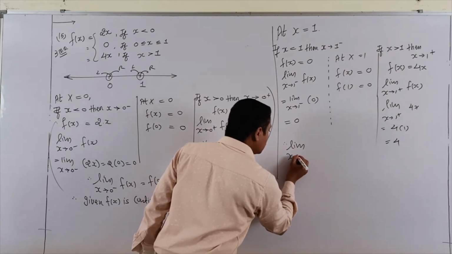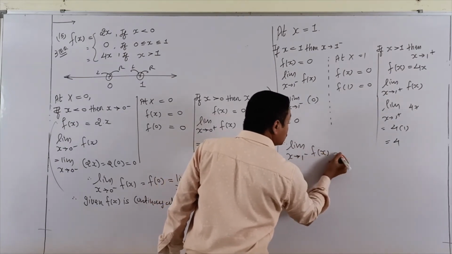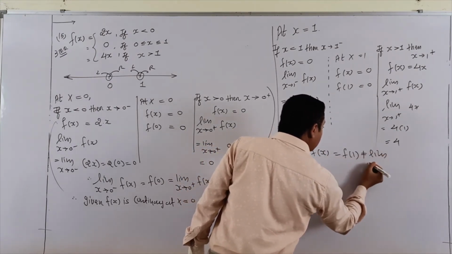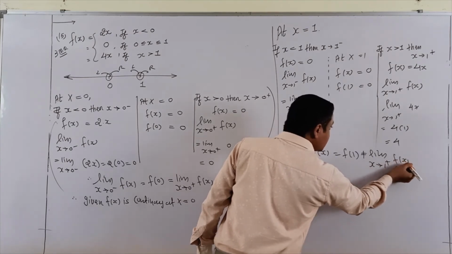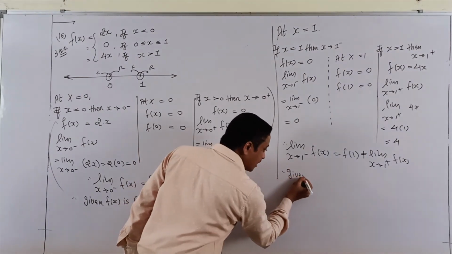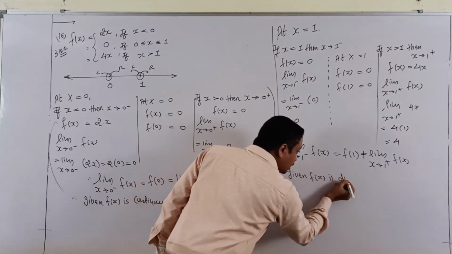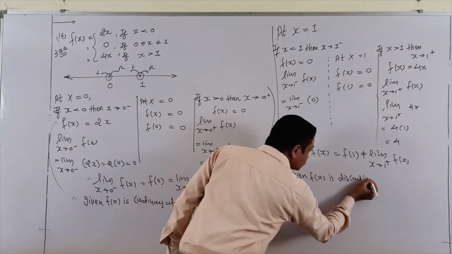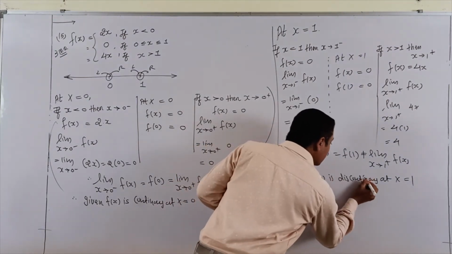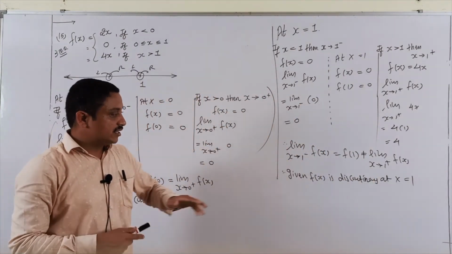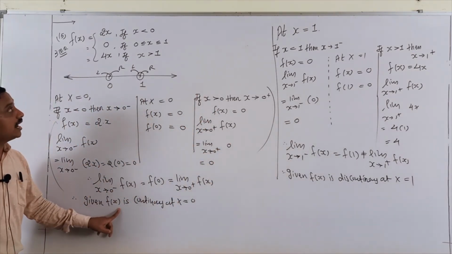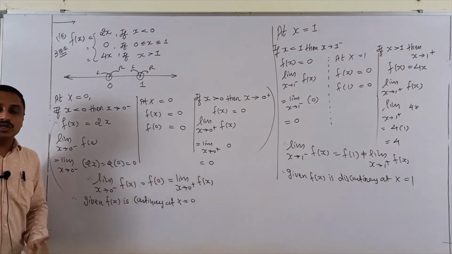So the limit as x tends to 1 negative of the function is equal to f(1) but not equal to the limit as x tends to 1 positive of the function. These values are not matching each other. So the given f(x) is discontinuous at which place? Yes, at x is equal to 1. This function is discontinuous particularly at x equal to 1 and continuous at x equal to 0.